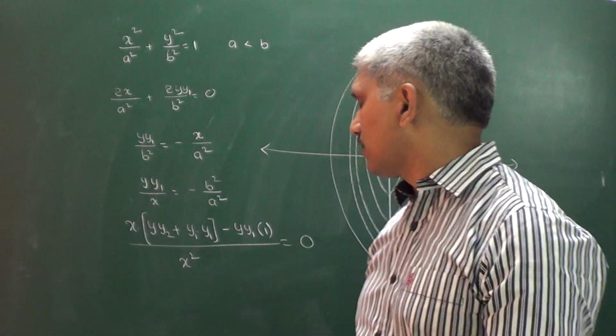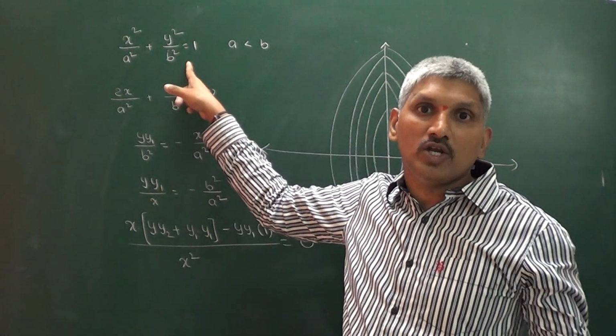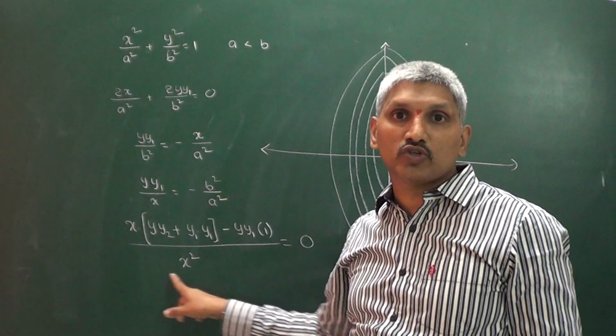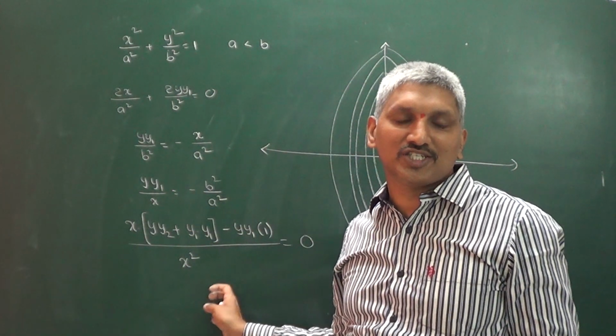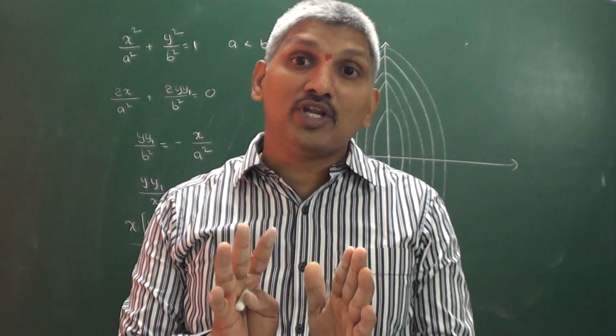Okay, so you can observe here 2 arbitrary constants are there, so 2 times differentiation I need. In the final answer there is no arbitrary constant. That is the way of forming a differential equation for the family of curves.